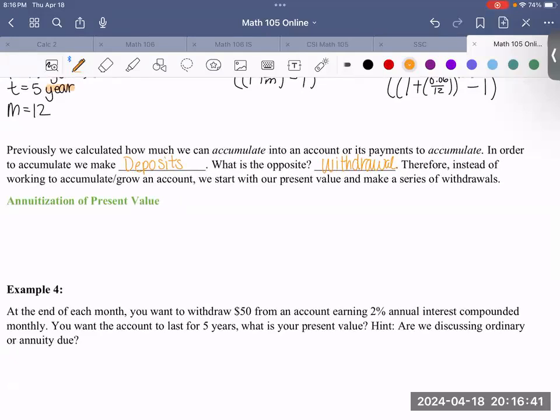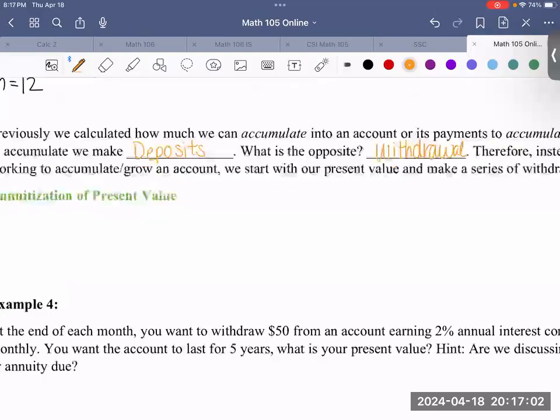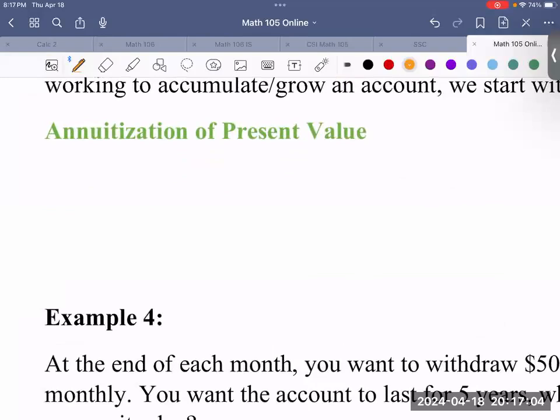So in some of these problems, all you have to read is the context. Are you trying to make something grow and therefore deposit into it? Or do you have something now that you're going to be taking away from? Just think about the bank account that you might be having right now and what you end up doing on a daily basis. So again, we have two different formulas because we have two different scenarios.